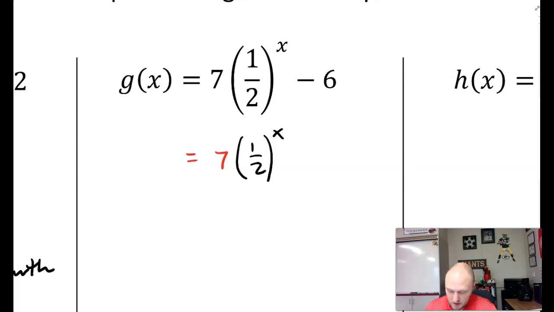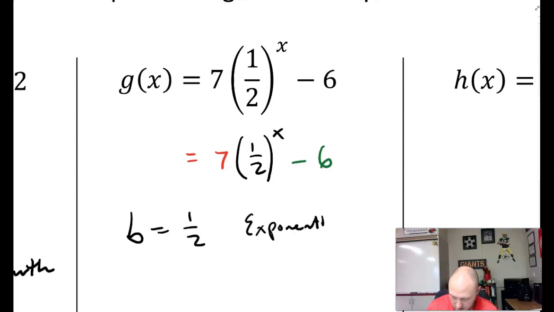I don't have anything going on in my exponent, which makes things simple. And then I have a minus 6 back here. Our base in this example is 1/2. Here, base is 1/2. What does that mean? That means exponential decay because it is between 0 and 1.